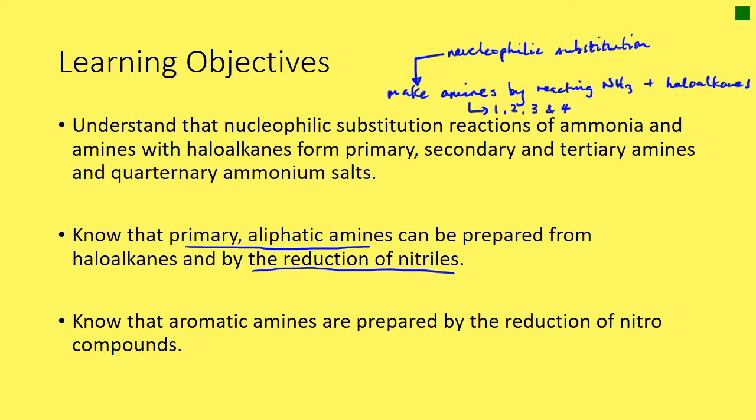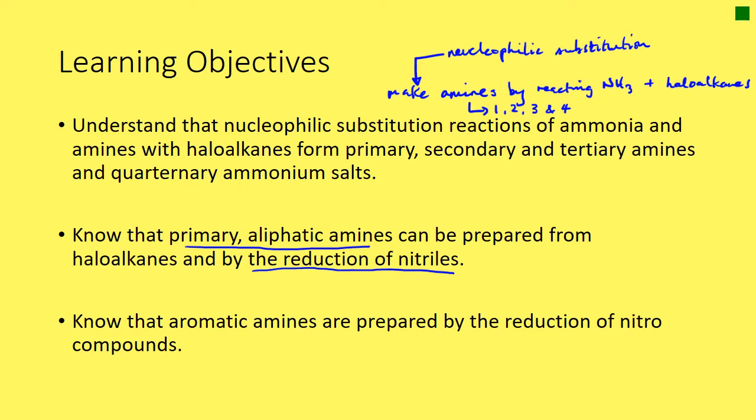This rather convoluted learning objective means we're going to make some amines by reacting ammonia and haloalkanes, but we don't just get primary amines, we get secondary, tertiary and quaternary ammonium salts as well. And while we're at it, we're going to have a look at the reaction mechanism, which is a nucleophilic substitution mechanism. That's what that learning objective means.